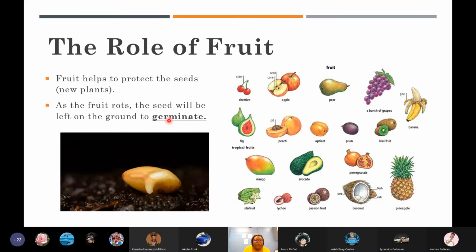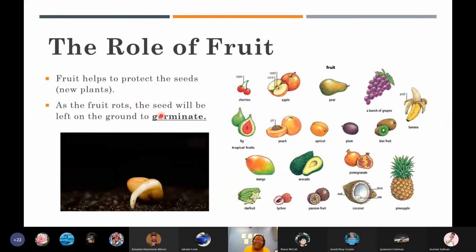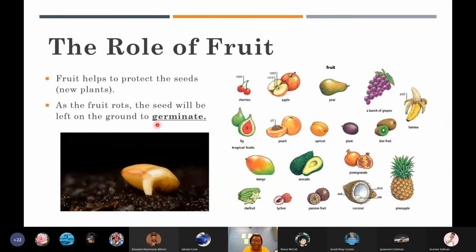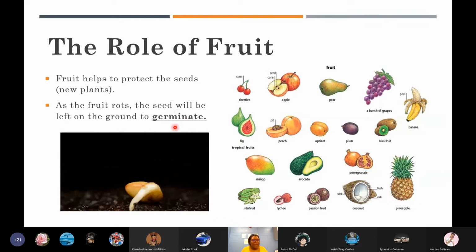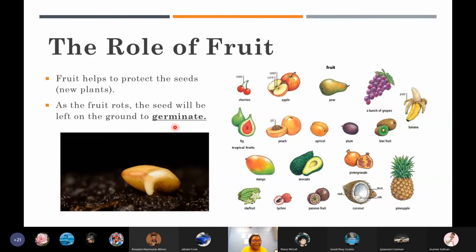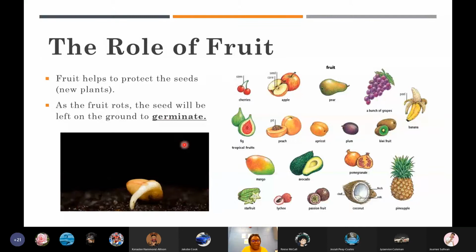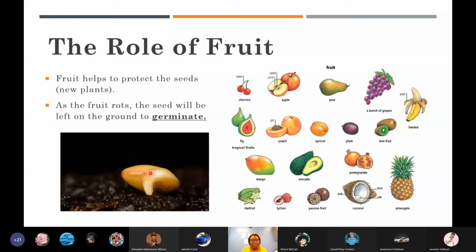Step 2, the fruit rots. The fruit will begin to rot, or one of us will eat that fruit, and the seed will begin to germinate. Okay, so I'm going to be a little bit gross here, but I'm a science teacher, so I have to talk about it. As the fruit rots, if no one ever eats that fruit, if an animal never comes around, the fruit's going to rot, and the seeds will be left there to dig deep in the ground, like we see happening in this GIF here.